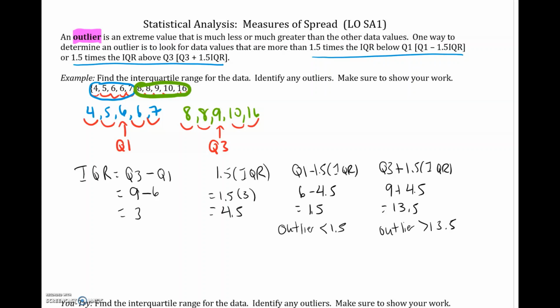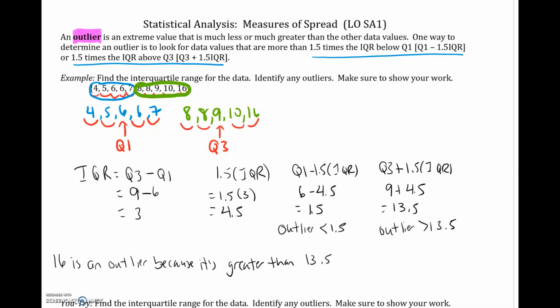So now if we go back and look at the original set of data, we want to see, is there anything less than 1.5? Well, no, our lowest number is 4, so we're good on the lower end. But on the higher end, you might realize, wait a minute, 16, that's huge. 16 is bigger than 13.5, so we do have an outlier. So 16 is an outlier because it's greater than 13.5.